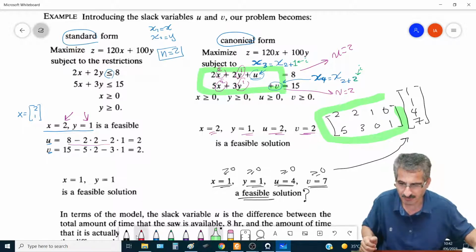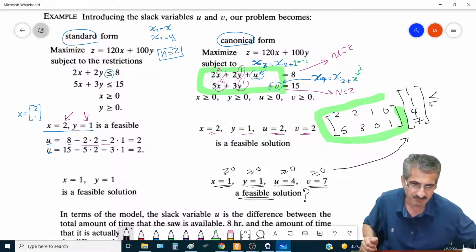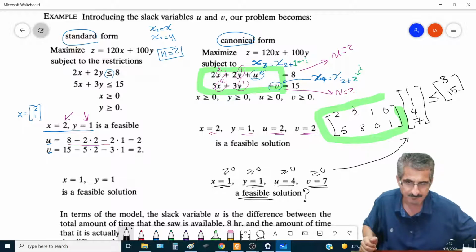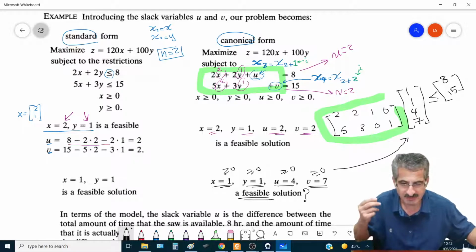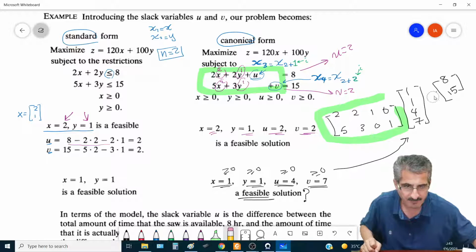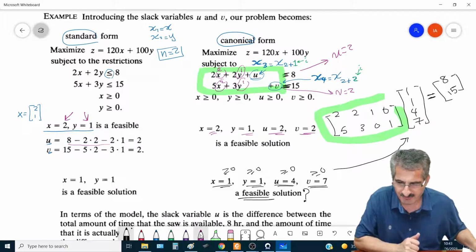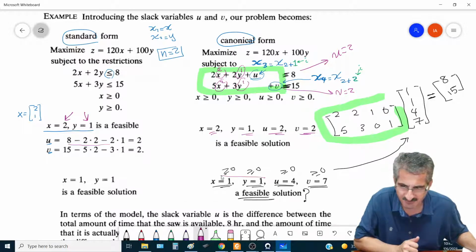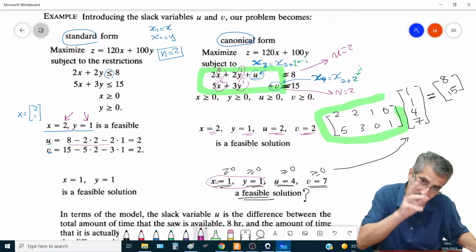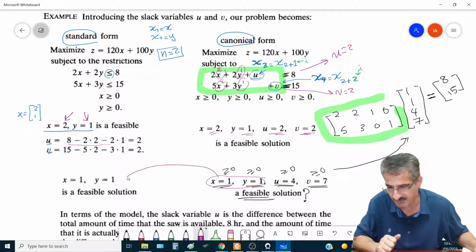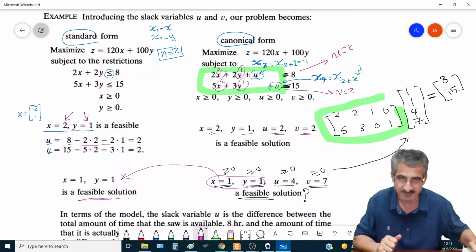Okay, so we need to multiply these things together, and it must be equal to 8 in here and 15 in here. Not less than or equal. The whole idea, we missed the whole idea here. It is equal, right? Good. So this is a feasible solution. Just take the first two, and it gives you a feasible solution of the canonical form, of the standard form.